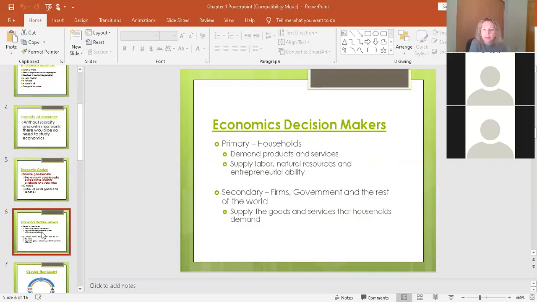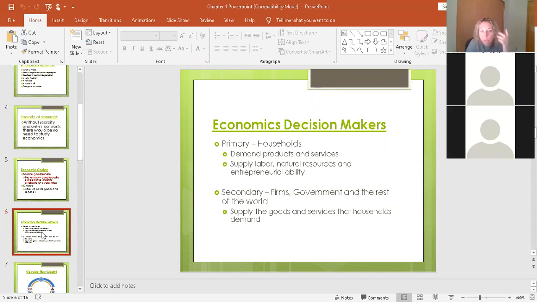All right, like I said, it's a little choppy. We're a little all over the place, but we're switching gears from economic choice to economic decision makers. There's two basic categories of economic decision makers that we talk about. Primary is always going to be households. What are households? Households are any group of people typically living underneath the same roof, making economic decisions together. I'm not saying you couldn't be homeless and be considered a household. If there's a group of people making economic decisions together as a unit, we would typically consider them a household.